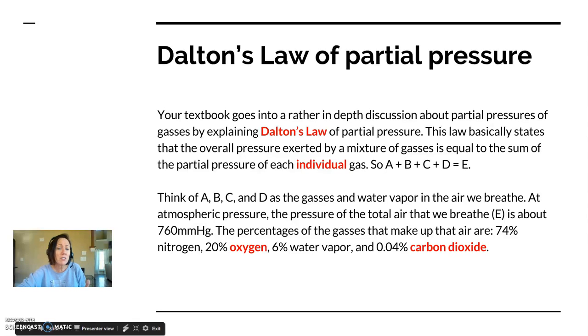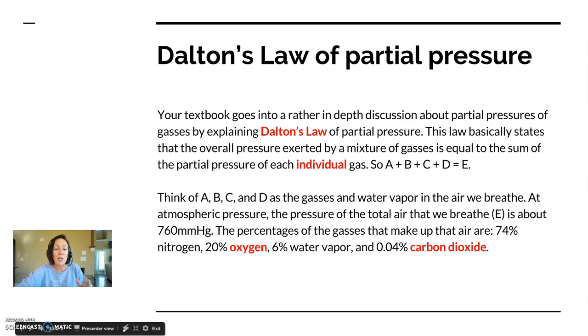Now your textbook goes into this really in-depth discussion about partial pressures of gases, and it explains Dalton's law of partial pressure. I don't think any of you in this class this semester took chemistry, so Dalton's law is foreign to you. You're not familiar with it. Well, basically, what it boils down to is that the overall pressure exerted by any mixture of gases is equal to the sum of the partial pressure of each individual gas. So it's simple arithmetic. A plus B plus C plus D equals E.